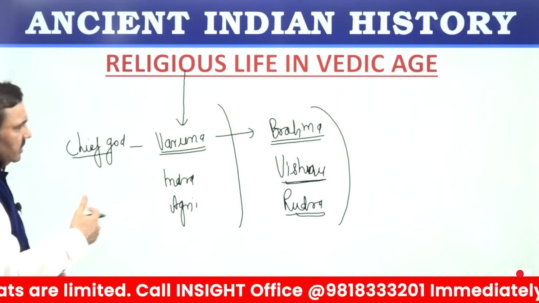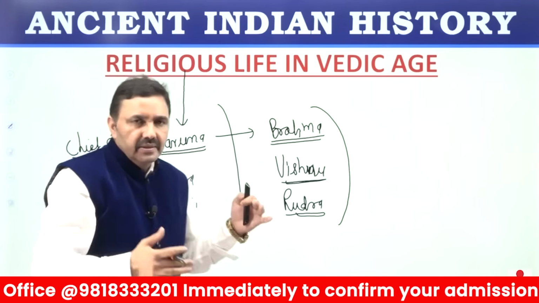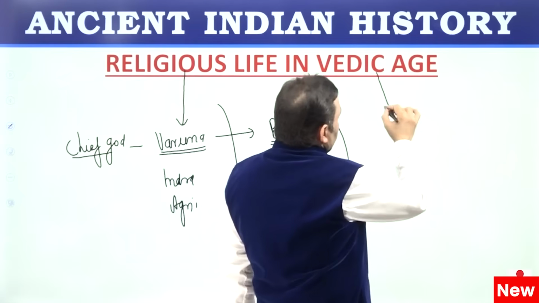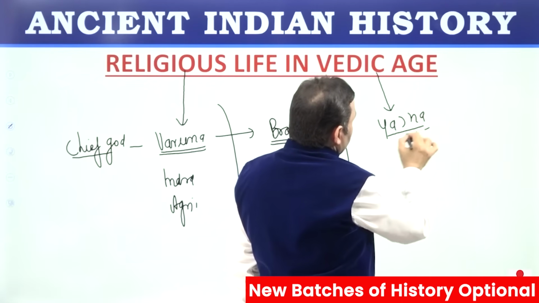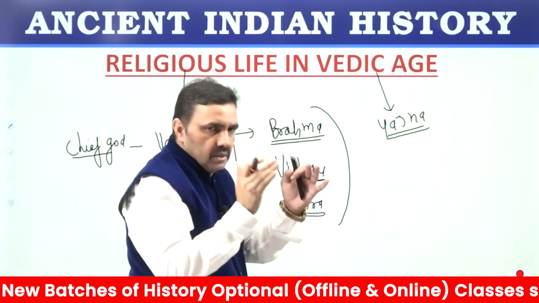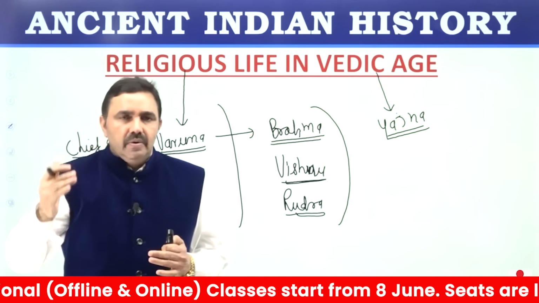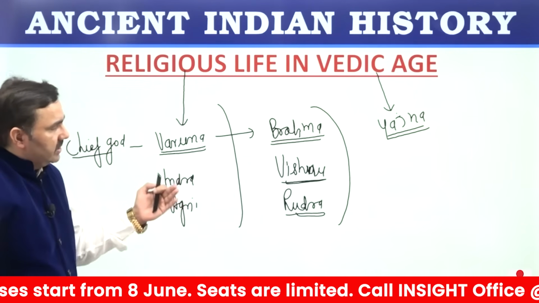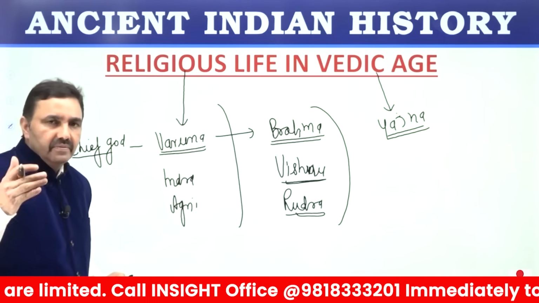So religious life was revolving around different gods and goddesses. People were performing different rituals and ceremonies. Yagna, or right pronunciation is Yag, Y-A-G-N, Yag, was the crux, was the core of Vedic religion. They used to perform Yag on different occasions to please the gods and goddesses. So rituals were practiced by them in different forms.